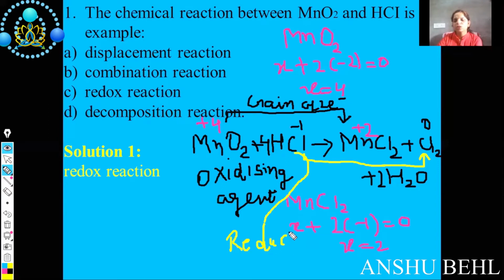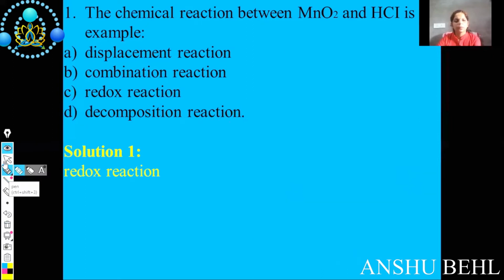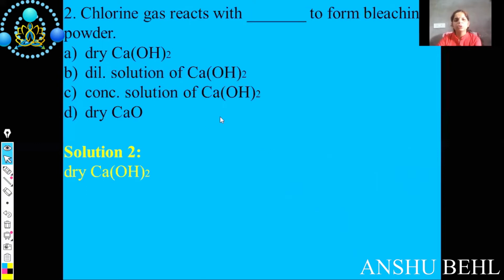A reaction in which both reduction and oxidation take place simultaneously is called a redox reaction. So this is an example of a redox reaction. Option C is the right answer. Let's move to the second question.